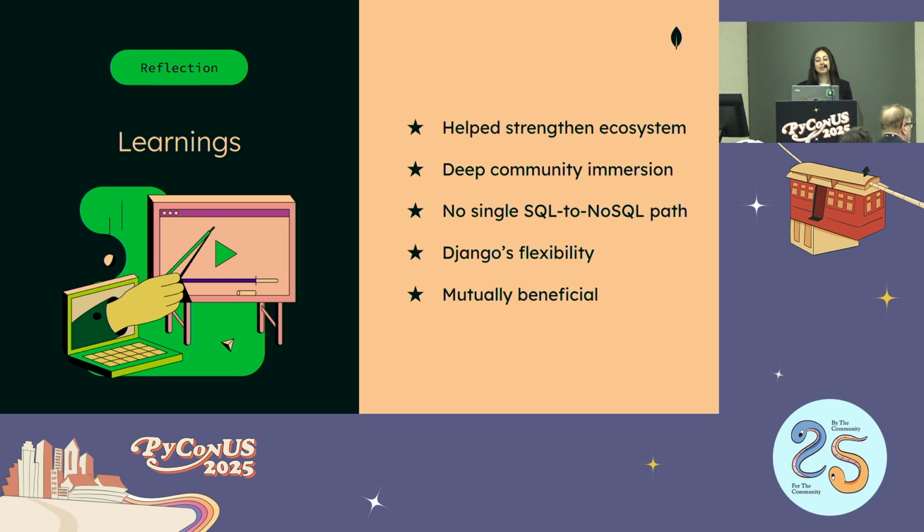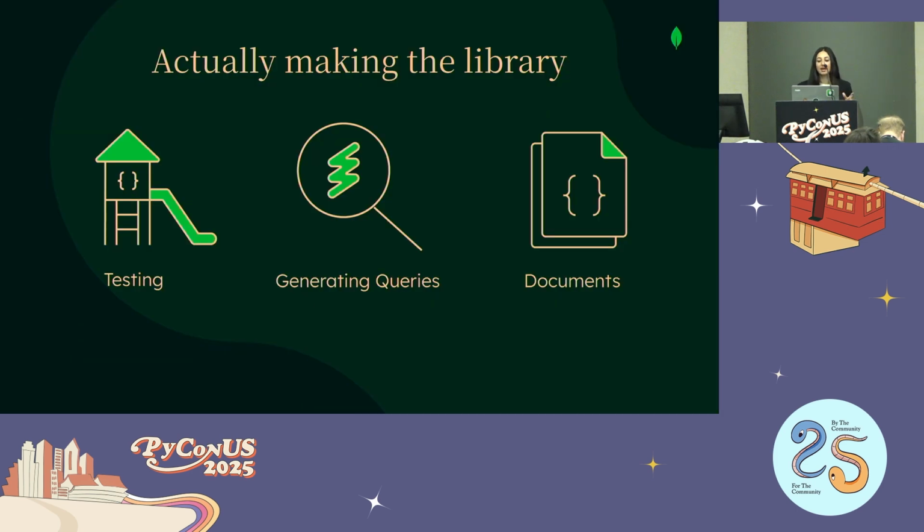So these are a few of the very crucial learnings that we discovered holistically while working on the public preview for our package, but without getting deeper into our learnings while actually programming it. These are the 3 aspects that we learned the most about while actually going ahead and creating the library: testing, generating queries, and documents.